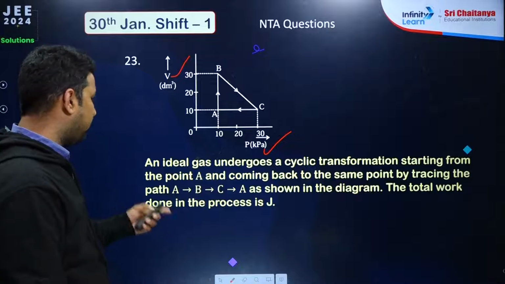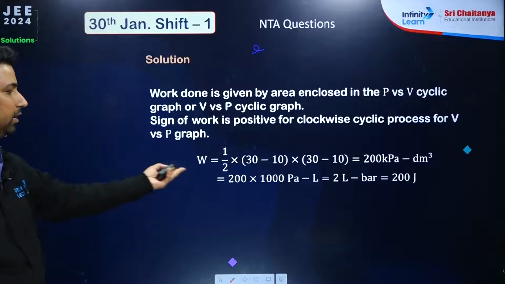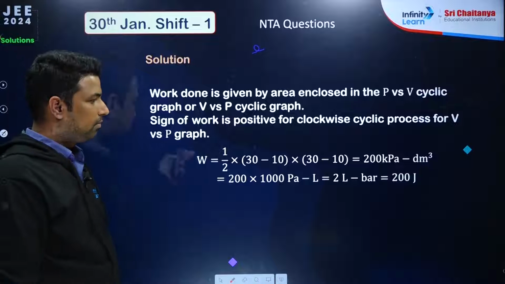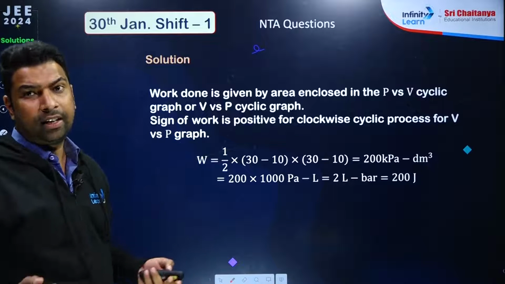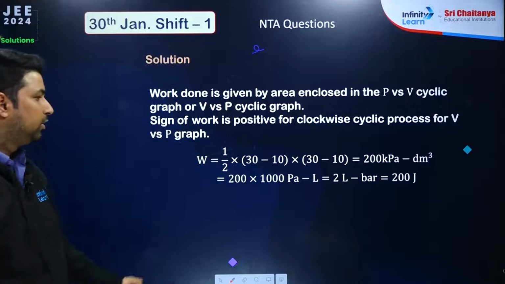So in total work done is 200. How can it happen? Just take the area under the curve. What is the area under the curve? Triangle. The area of triangle is 1 by 2 base into height. We have taken just the same thing and you will get the answer 200.